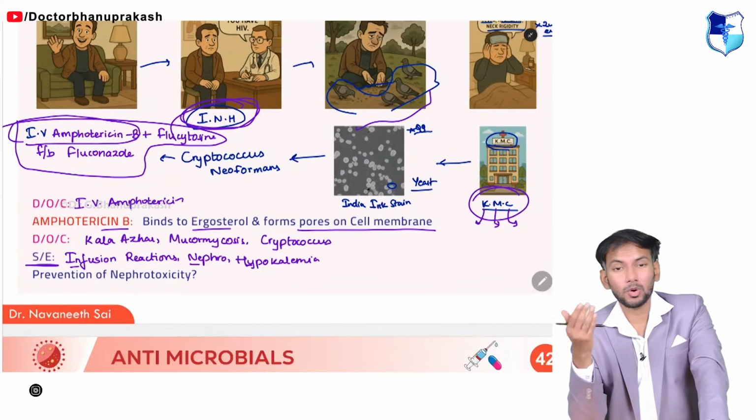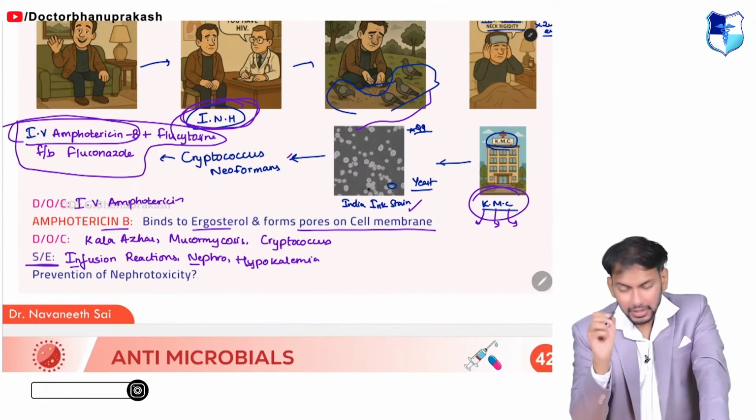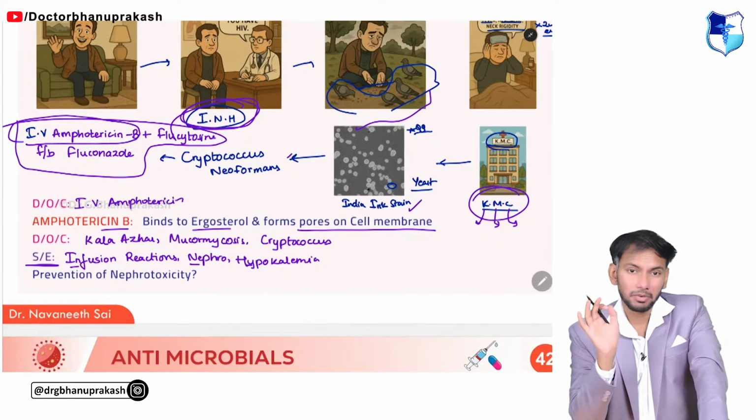Yes, the most common cause of meningitis in HIV is Cryptococcus neoformans. In this we do India ink staining. All of these are questions, PYQs.